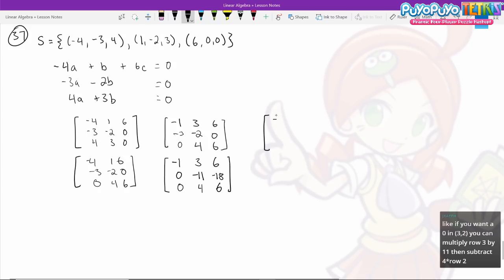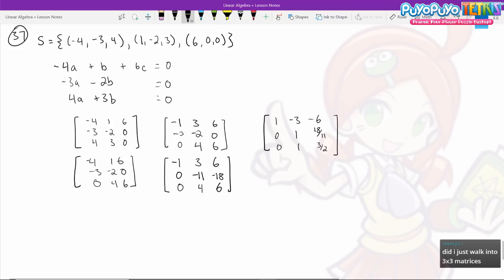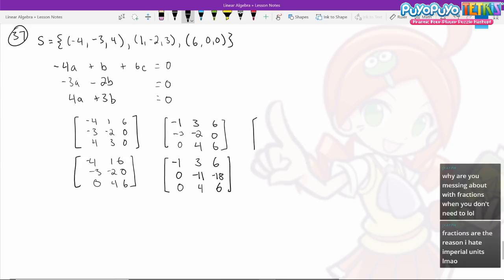Okay, what is this going to be really annoying and look like? 1, negative 3, negative 6. 18, 11. Multiply row 3 by 11 and then subtract. Oh. Wow. Wow, you just opened up a whole new world for me. I've been struggling with these fractions the entire time.